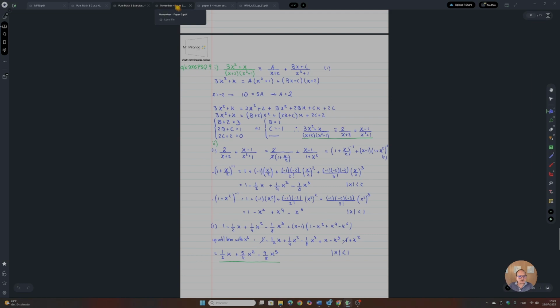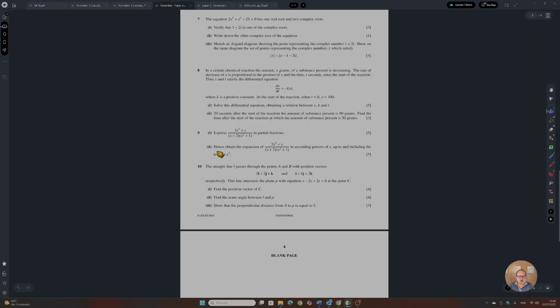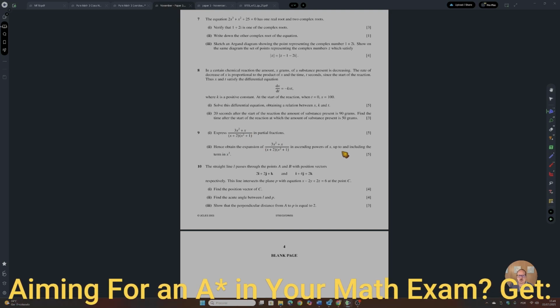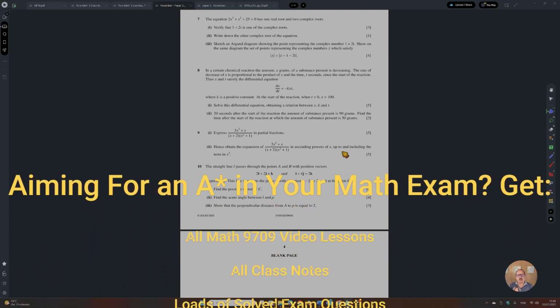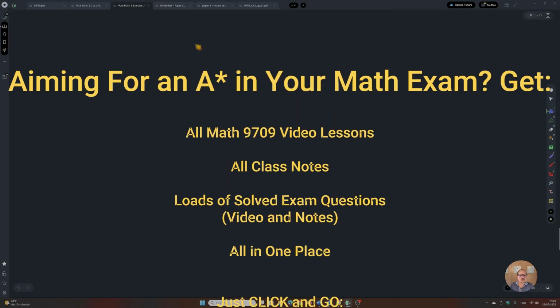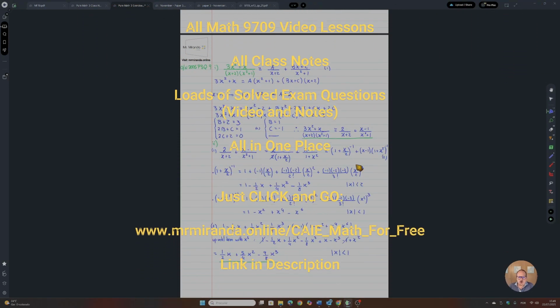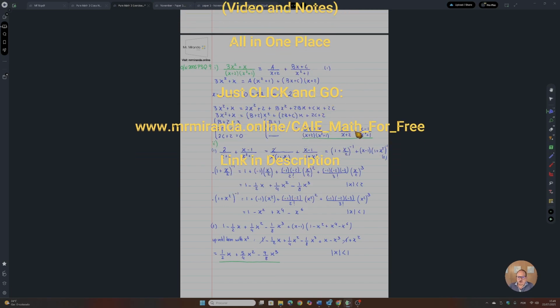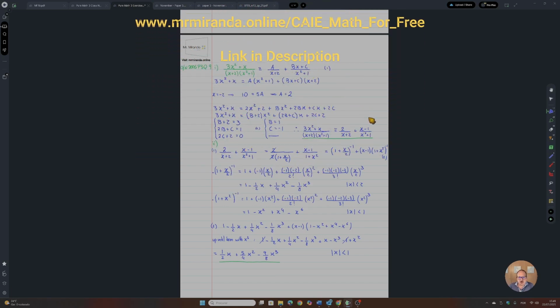And now, hence, now that you have the partial fractions, obtain the expansion of this in ascending powers of x up to and including the term in x cubed. Okay, so now that you have this complex function broken down into smaller fractions, you can organize these and make visible here the way in which you are going to expand. All right, 2 over x plus 2.